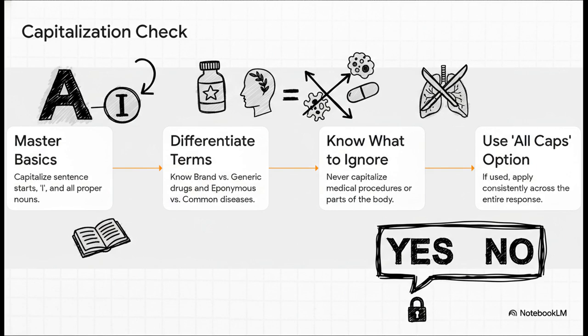2. Remember the medical pairs. Brand names, yes. Generic, no. Diseases named after people, yes. Common ones, no. 3. Know what stays small. Procedures and body parts are almost always lowercase. And 4. Have your backup plan. If you're in doubt, go all caps, but remember to be totally 100% consistent.